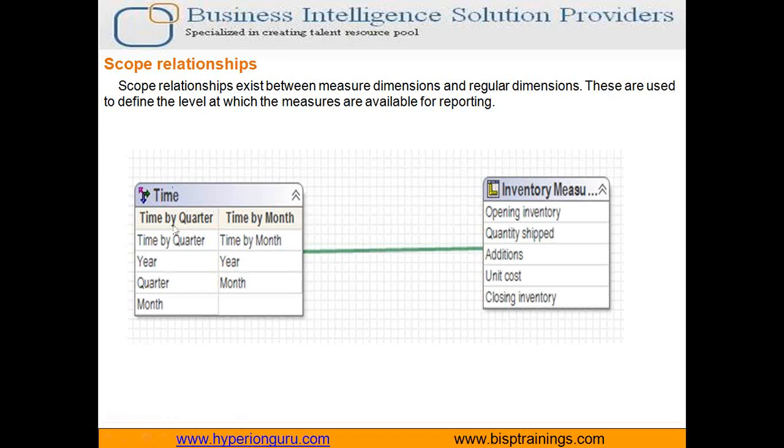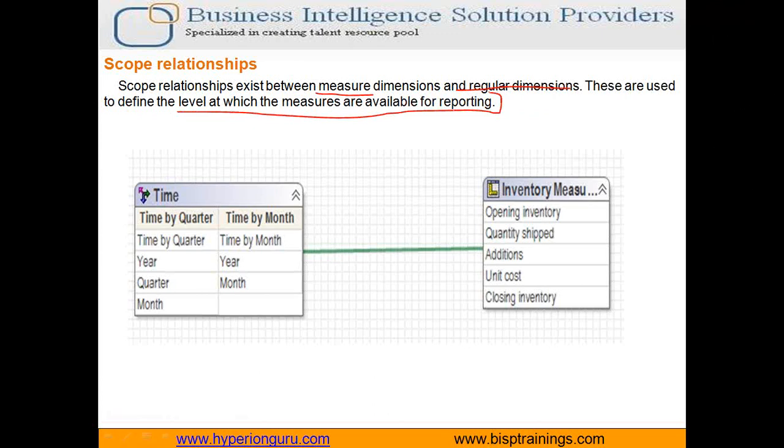As you see on my screen, we have clearly shown the definition. The scope relationship exists between your measure and regular dimension, and it is used to define the level at which measures are calculated and available for reporting. Now let's do this more practically in order to make it easy to understand.